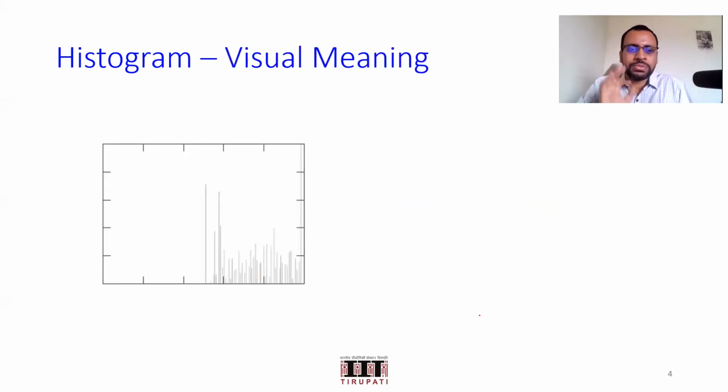Let us suppose I give you this histogram. What can you say about the image, about its contrast and intensity distributions? What can you say? Very bright image, no contrast. Very bright image. What about the contrast? Very low. Very low, right?